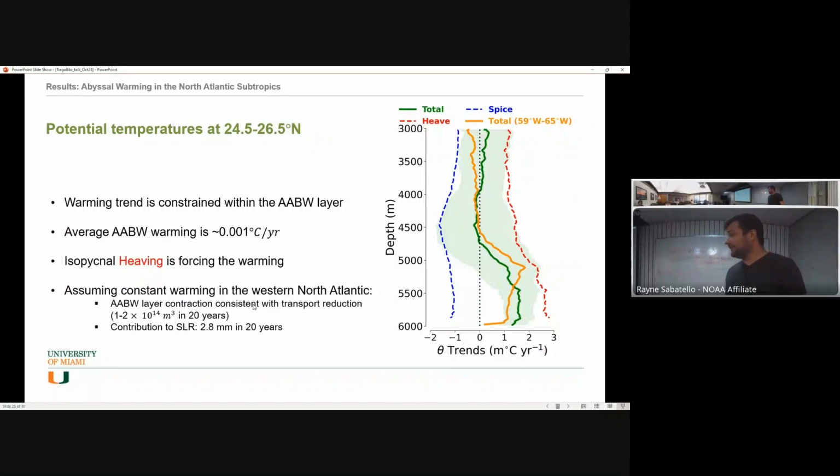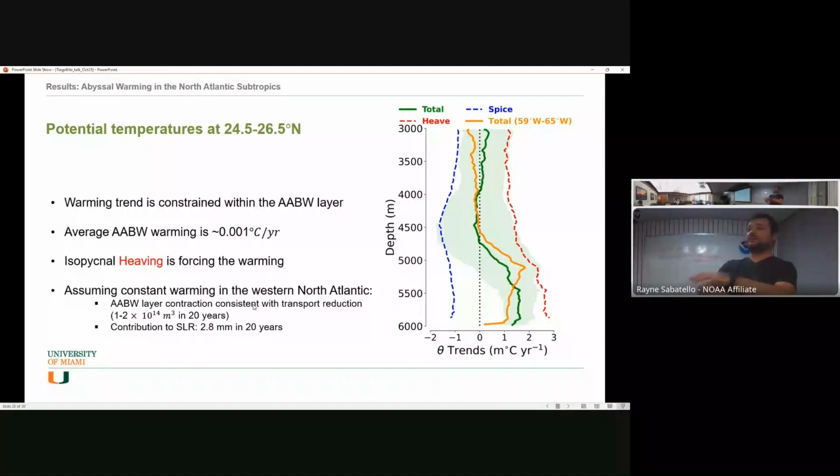And if you think about it, this layer is below 4,000, 4,500 meters. It's still pretty large, right? You're talking about 2,000 meter depth layer, right? That spans the entire basin. So it's a quite large reservoir of water.